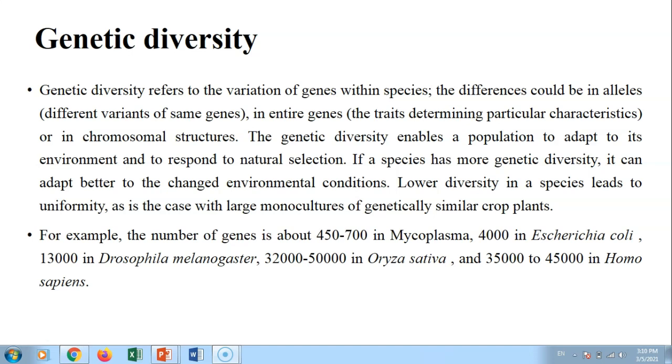Hence, to survive in that particular environment, the species has to adapt at the genetic level, so that successive generations of that species will adapt to those changes, and those changes should be at the genetic level. If that does not happen, then the species will not survive in that habitat, and there is the possibility of uniformity, and this type of uniformity is called monoculture of genetically similar crop.